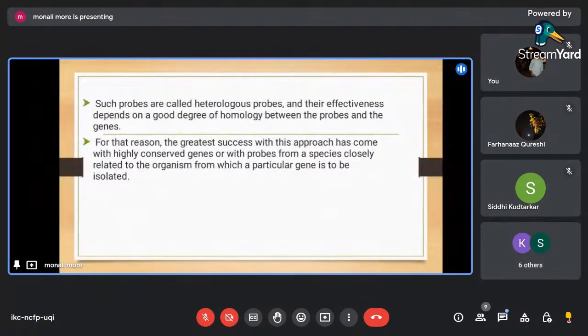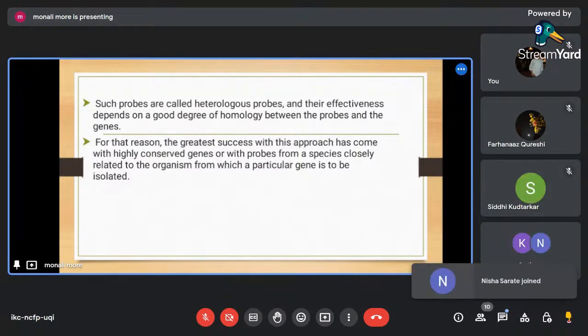Such probes are called heterologous probes, and their effectiveness depends on a good degree of homology between the probe and the gene. For this reason, the greatest success with this approach has come with highly conserved genes or with probes from organisms closely related to the organism from which this particular gene is to be isolated.